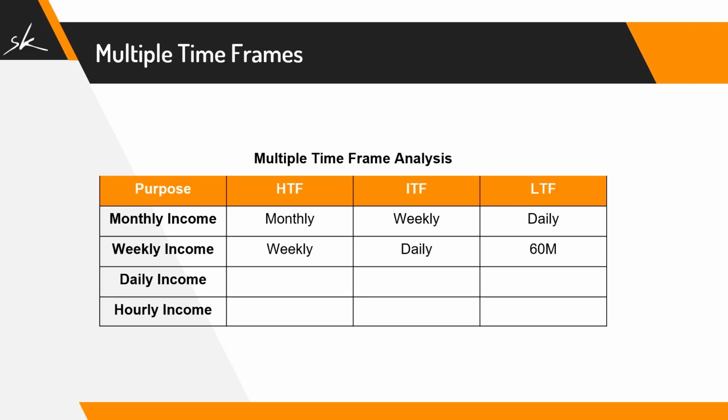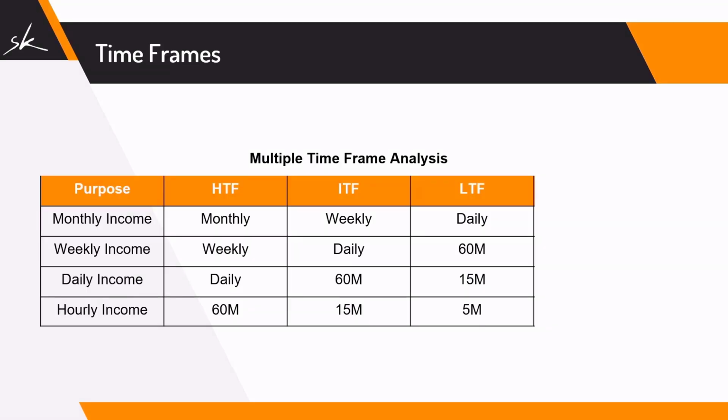For daily income trades, the higher time frame will be the daily chart, the intermediate time frame will be the 60 minutes chart, and the lower time frame will be the 15 minutes chart. For hourly income trades, the higher time frame will be the 60 minutes chart, the intermediate time frame will be the 15 minutes chart, and the lower time frame will be the 5 minutes chart.